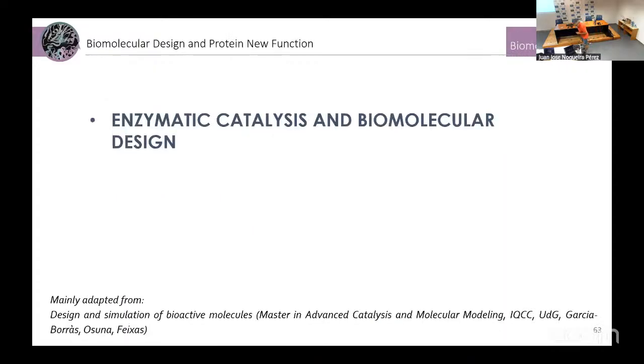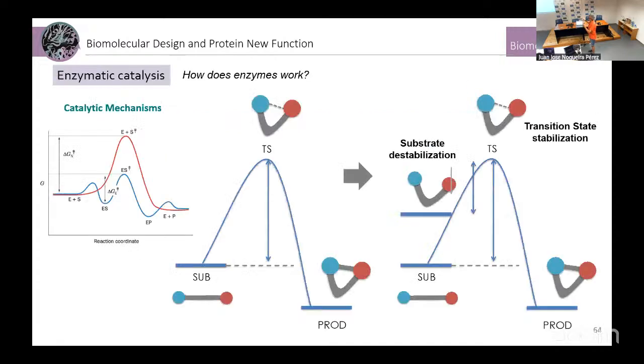Moving on into protein design and enzymatic catalysis, considering the perspective of free energy landscapes and free energy calculations. Let's first, very briefly, review how enzymes work. You all know that catalysis is about stabilizing, so reducing activation barriers.